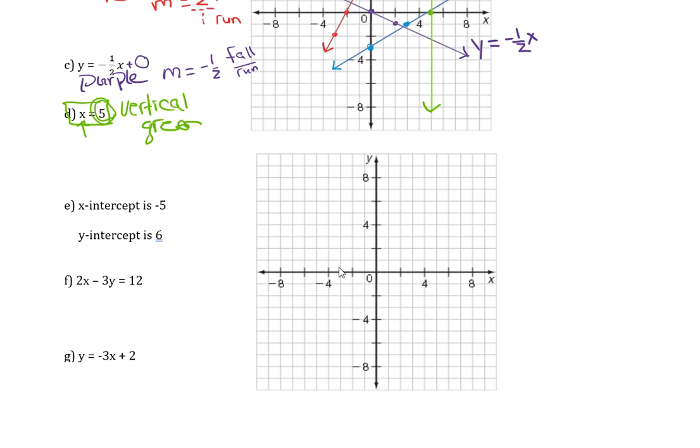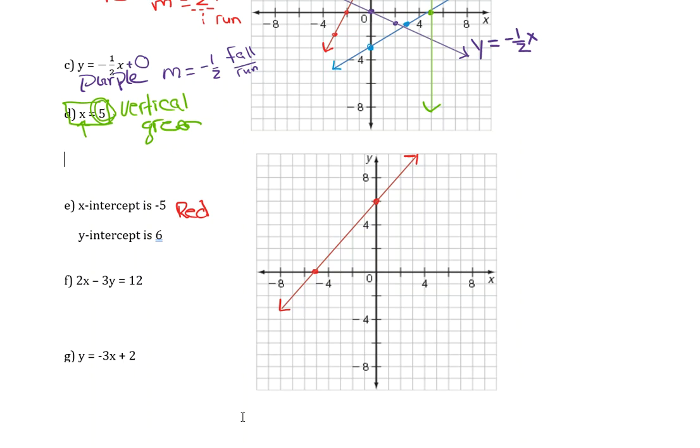The x-intercept is -5, so I go to the x-axis to -5. You can see I'm using red for this one. And my y-intercept is 6, so I go up to a 6, and then I draw a line connecting the two dots. And arrows. Of course, remember you are always using a ruler to draw your line and putting arrows on the end of it. How about F? F is 2x minus 3y equals 12.